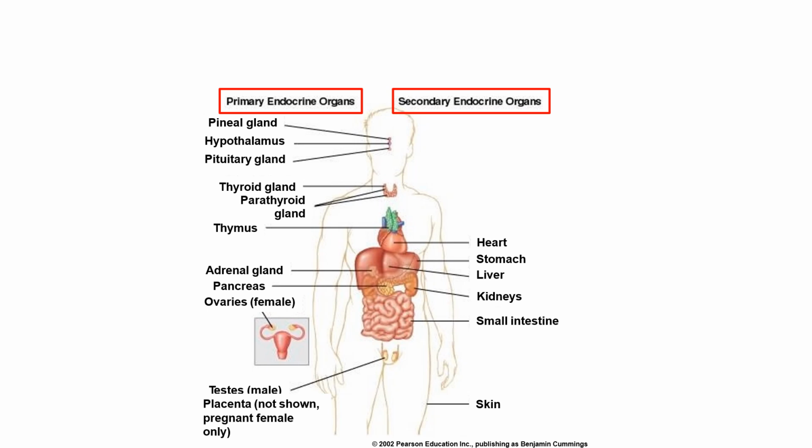Here's an example of the endocrine glands. The primary endocrine organs are the pineal gland, the hypothalamus, the pituitary gland, thyroid gland, parathyroid gland, the thymus, the adrenal gland, the pancreas, the ovaries, and the testes. And then you have the secondary endocrine organs: heart, stomach, liver, kidney, small intestine, and skin.